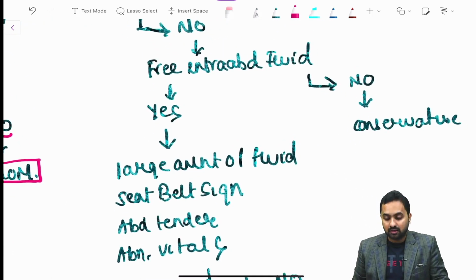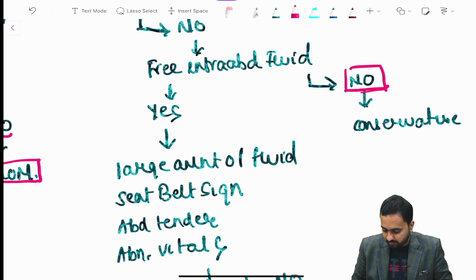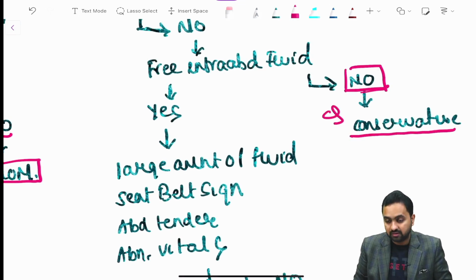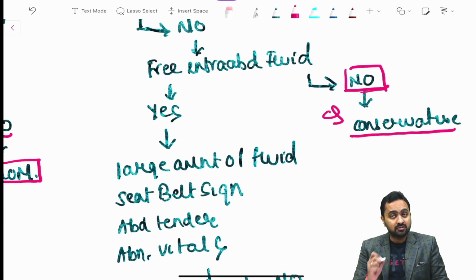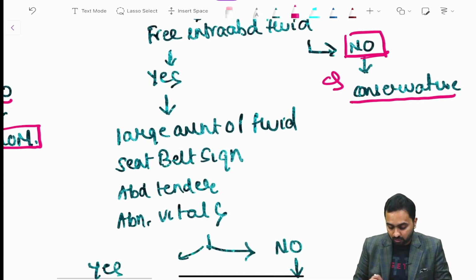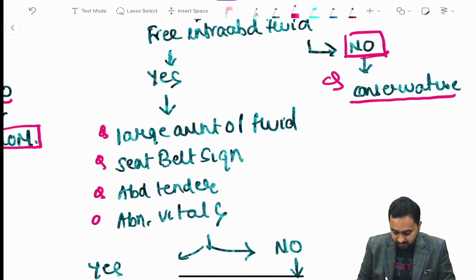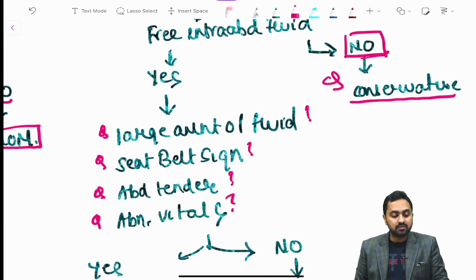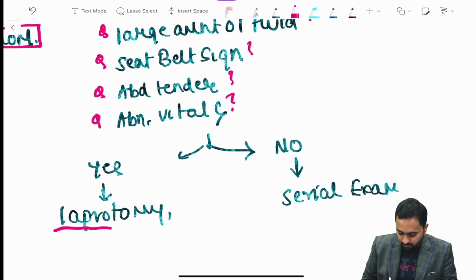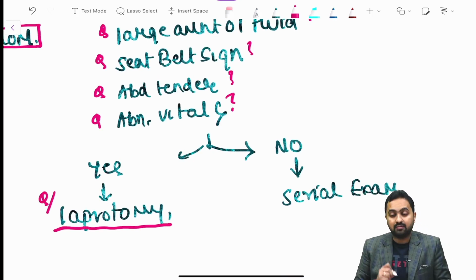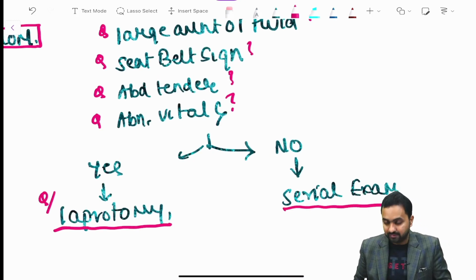Now, similarly, if you find that there is no solid organ injury, we check for your free intra-abdominal fluid. Now, if there is no free intra-abdominal fluid, then we can go for your conservative treatment. Now, if there is free intra-abdominal fluid, then we would check for whether there is a large amount of fluid, a seat belt sign, if there is any abdominal tenderness or abnormal vitals, right? If the answer to these questions is yes, then we go for a laparotomy, whereas if no, then we go for your serial examinations and observations.